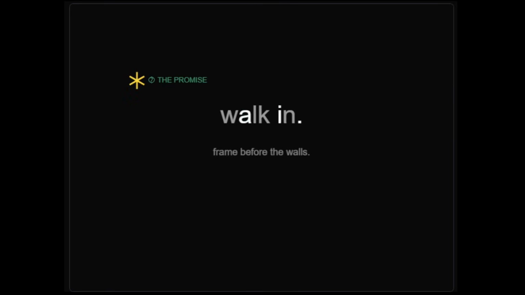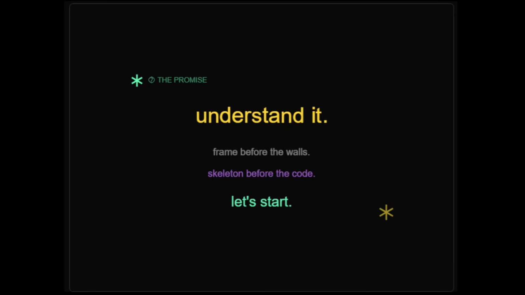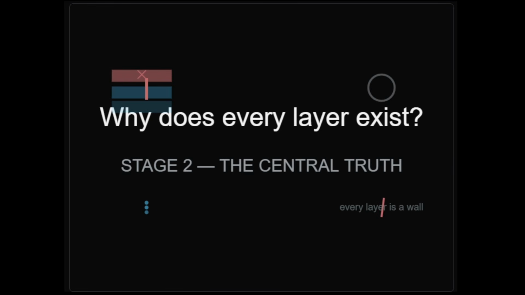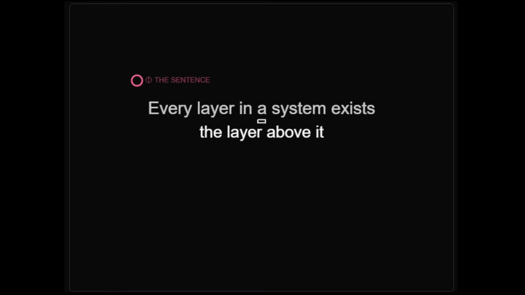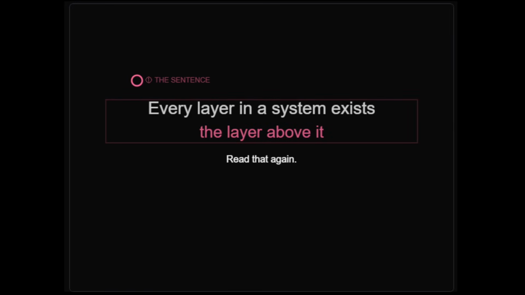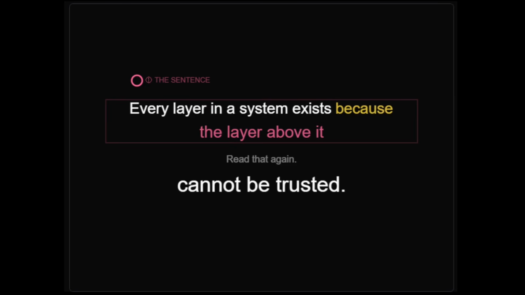Let's start with one sentence that explains almost everything. Every layer in a system exists because the layer above it cannot be trusted. I'll read that again for you. Every layer in a system exists because the layer above it cannot be trusted.